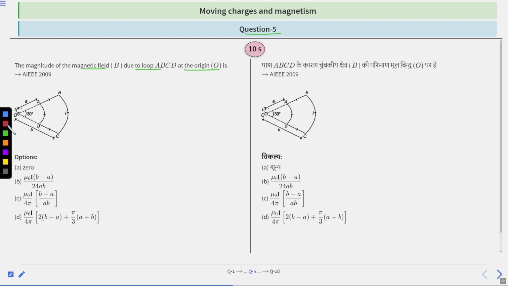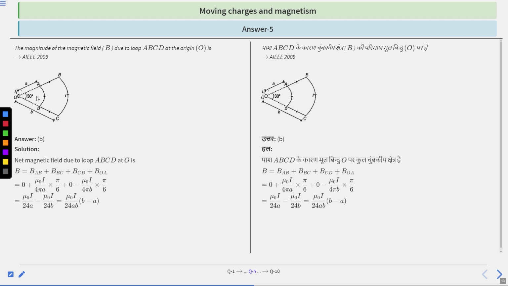You have 10 seconds to solve this question. After 10 seconds, we will provide the solution of this question. Clear? Let's find the solution.